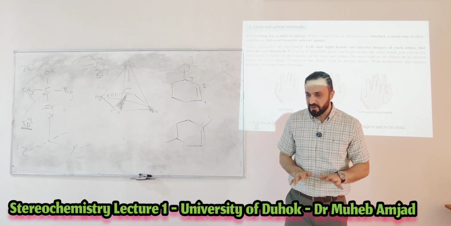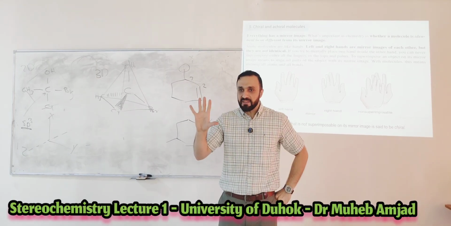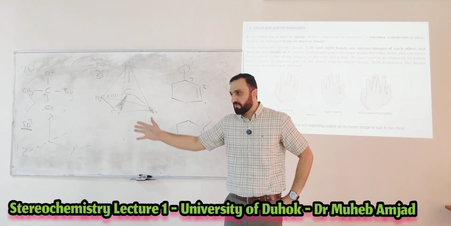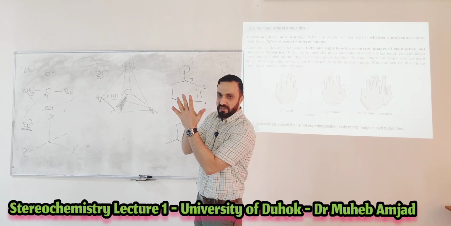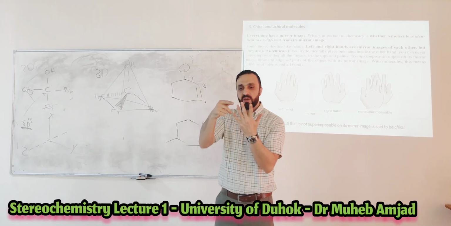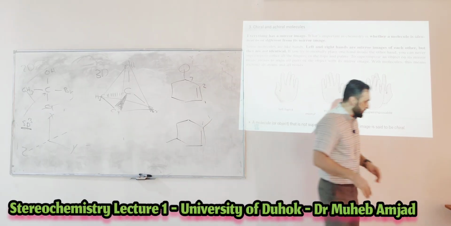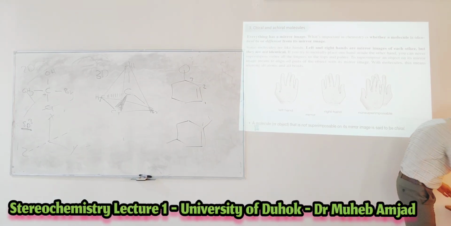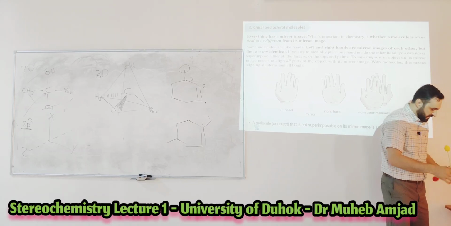If they are superimposable, for example, take two hands, my right hand and my friend's right hand, and I put them on each other, the atoms will be aligned to each other. All the atoms will be aligned to each other.